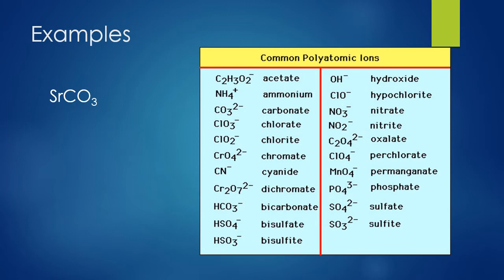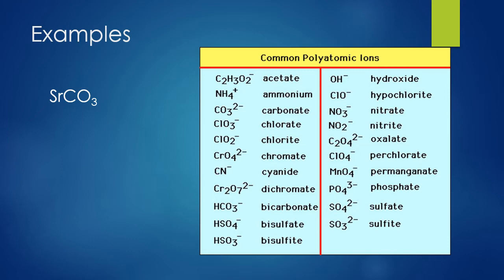Let's look at some examples. When we name these, we're going to be naming them just like binary ionic compounds. We're going to start with the cation portion, and we'll name that straight from the periodic table. Now with the anion portion, the polyatomic portion, we'll find the polyatomic ion on the table and use the name given on the table. So we're not going to add any IDE endings when a polyatomic ion is involved.